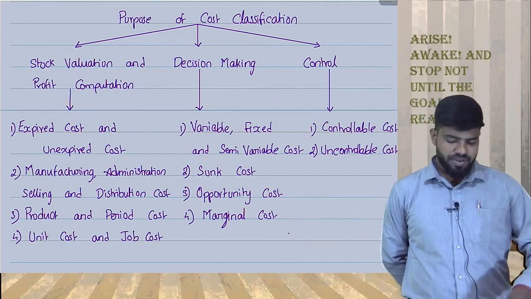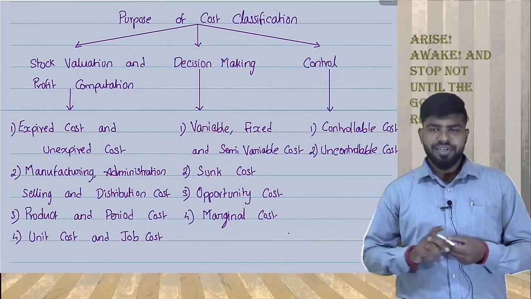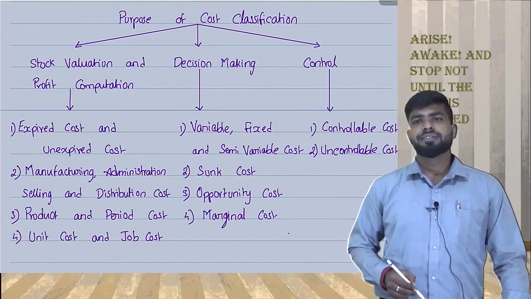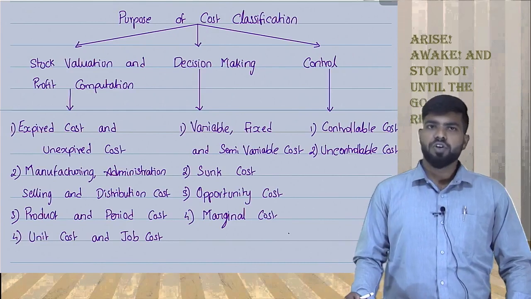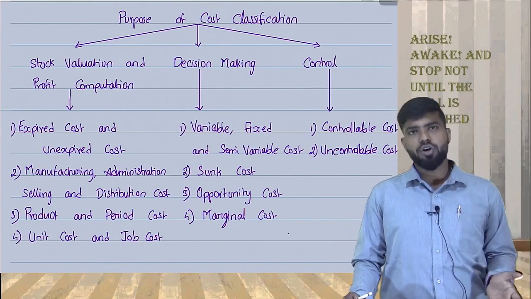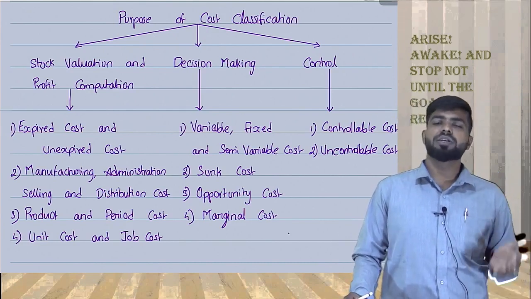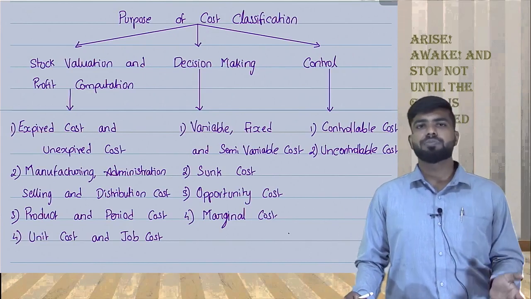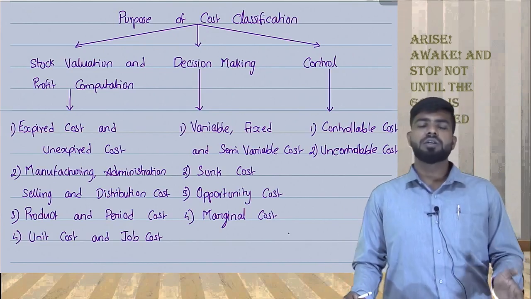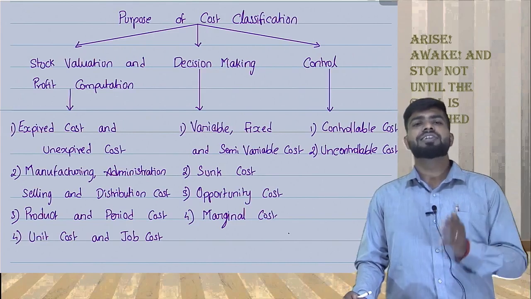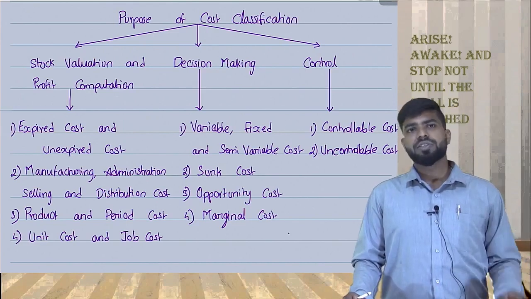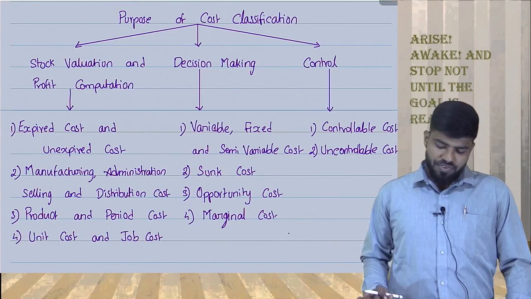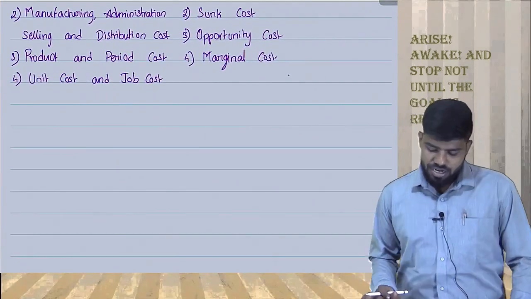Okay, first we need to understand all these types of cost. You need to understand what is expired cost, what is unexpired cost, what is controllable cost, what is uncontrollable cost, what is product cost, what is period cost, what is variable cost, what is fixed cost. We need to understand all these costs. Then we can start with the real subject. Okay, first let us start with the expired cost and unexpired cost.